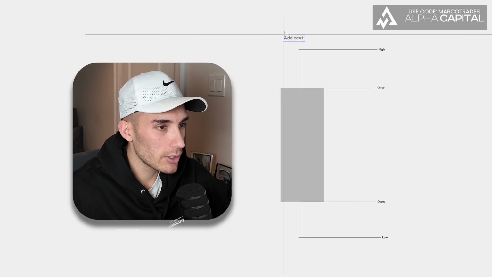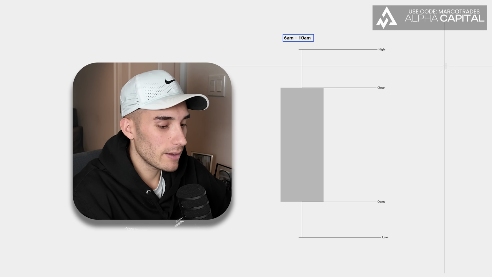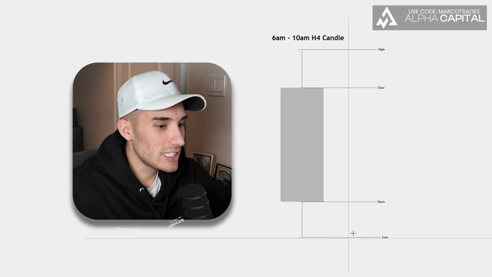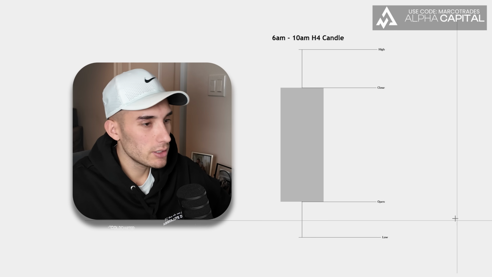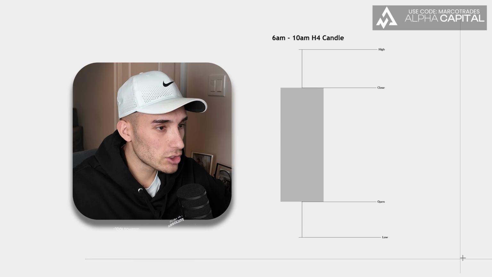In this specific example for the model I'm going to be showing you guys, we're going to be talking about the 6 a.m. to 10 a.m. H4 candle. The importance behind this candle. Typically, I am trading only New York session. Very important. I am typically only ever trading New York session, and that's why this model is so important.